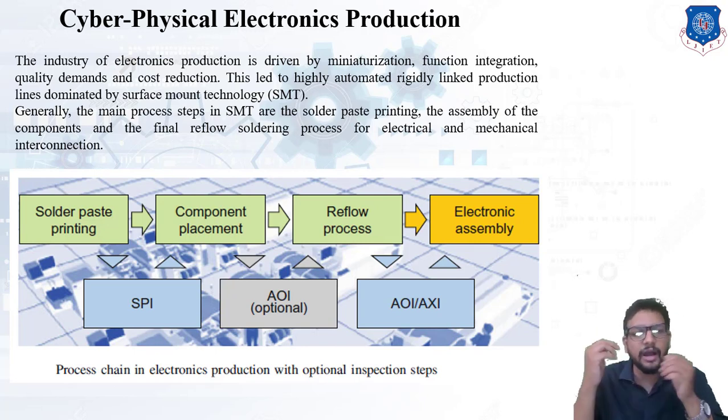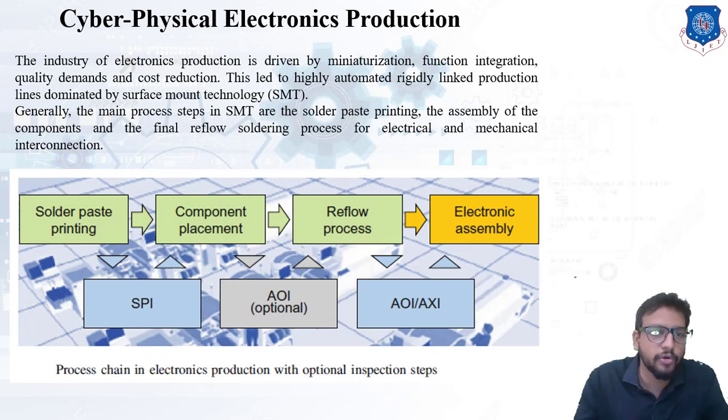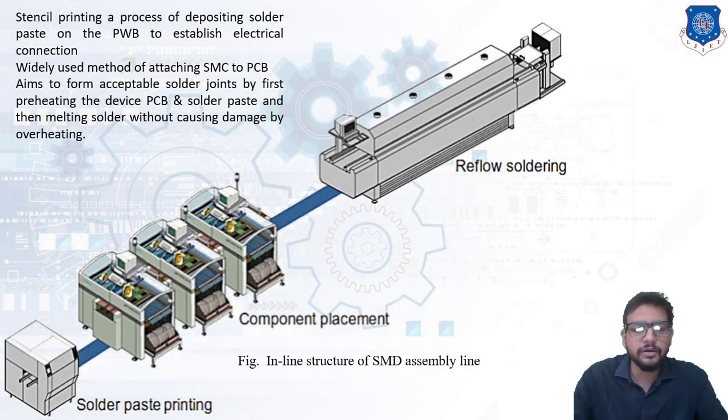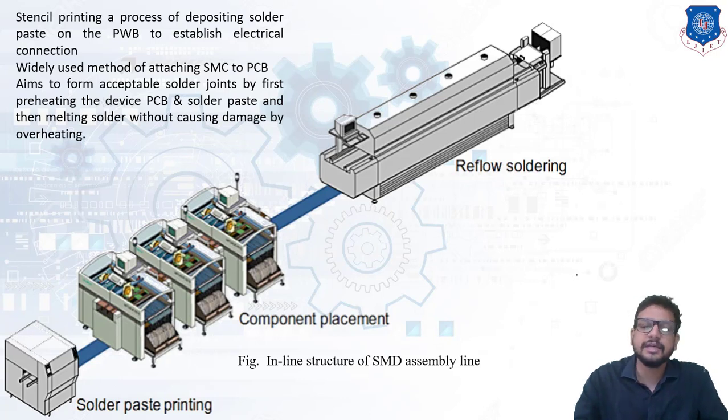Now let us see how this production is going to take place. You can see here a diagram of an inline structure of assembly, that is, a surface mount device assembly line. In that, the first device is called the solder paste printing device. Next there are three continuous devices on which a computer system is attached. Basically these are component placement devices. And the last one is reflow soldering, a type of oven in which preheating of the component or circuit board is done for proper connection.